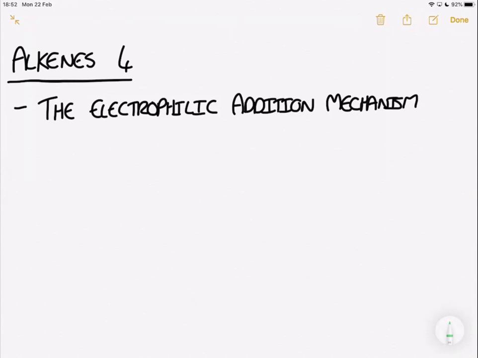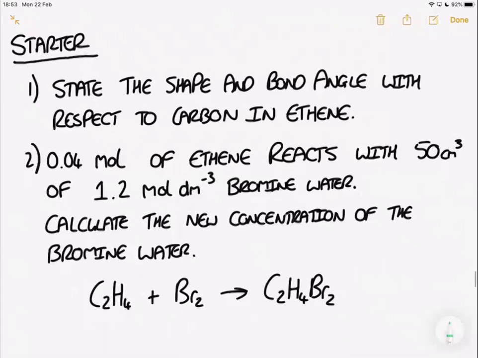Before we do that though, as usual, some warm-up questions. Here they are. So we've got a recap question on the geometry of ethene, or the carbon atoms in ethene, and then we've got an amount of substance question, a moles question. The context for the moles question is alkenes, but in reality it's just a moles question. Pause the video and have a go at these, then we'll talk about the answers.